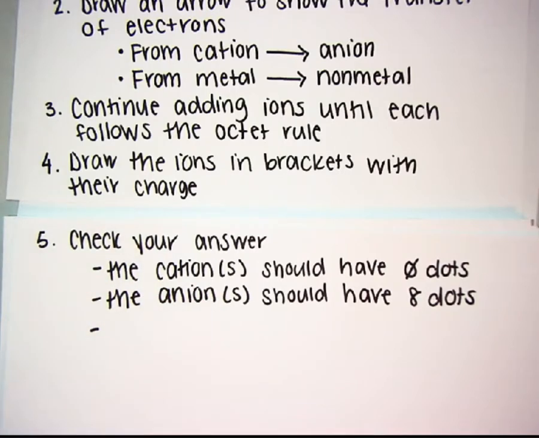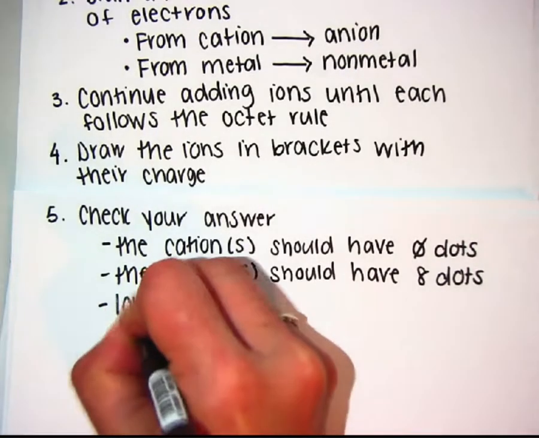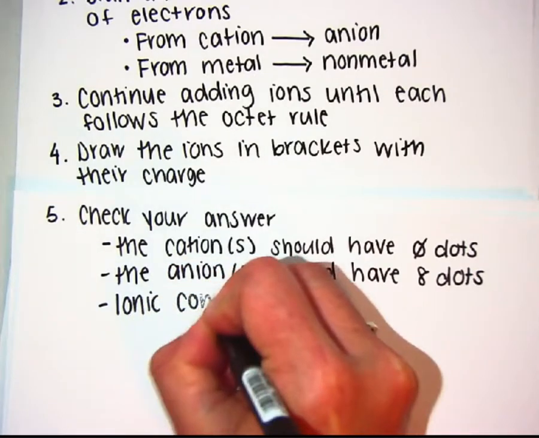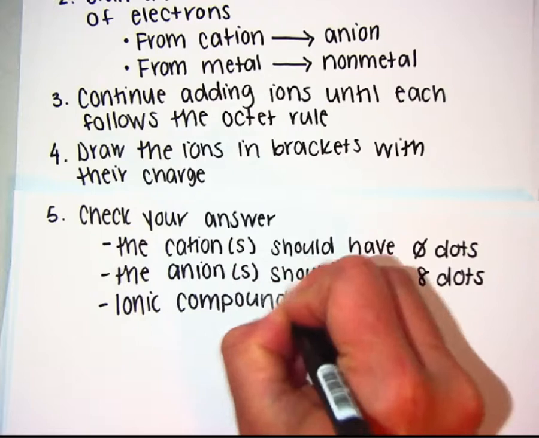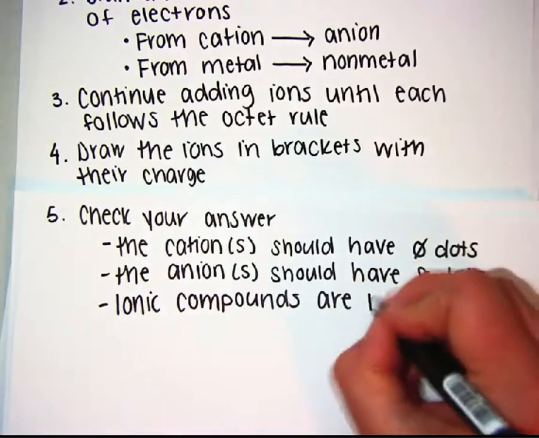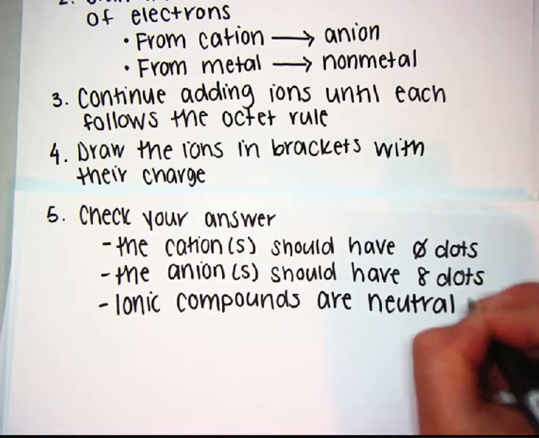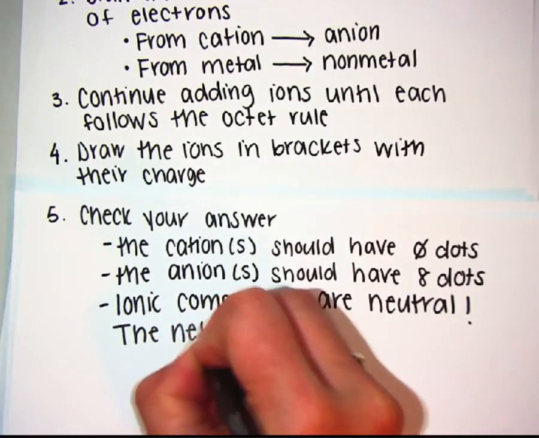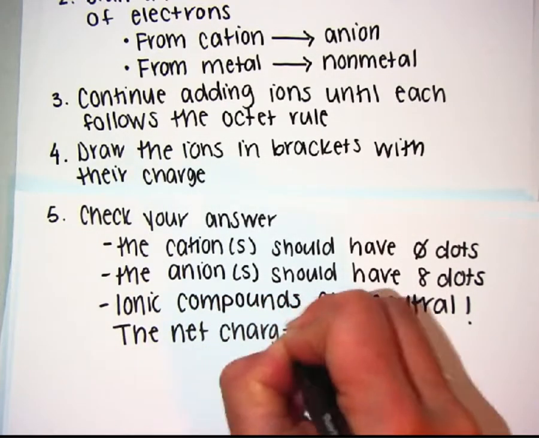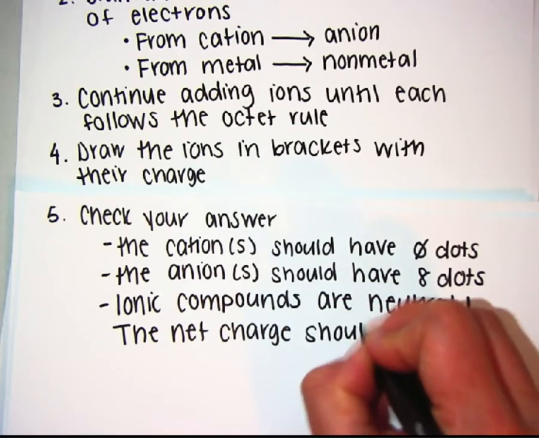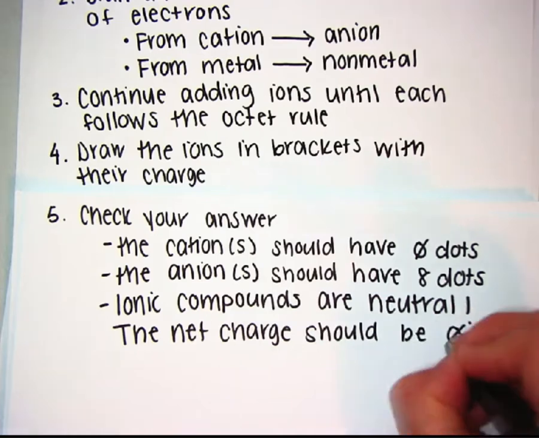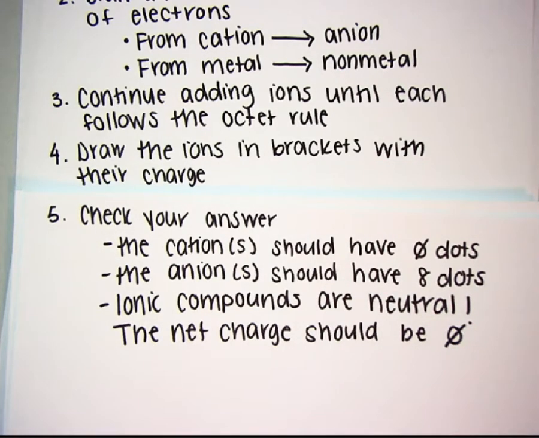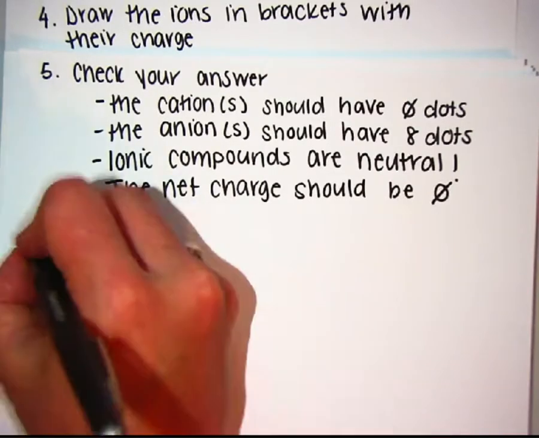Next, this is super crucial to remember. Ionic compounds are neutral. That means the net charge should be 0. So when we add up all of our charges, the net charge should be 0. We're going to go through 3 examples.